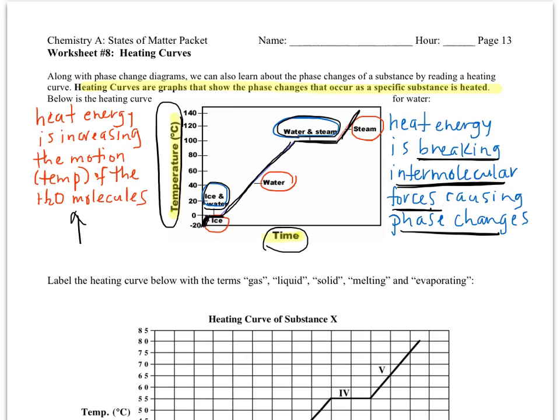And next, you're also going to take a look at a heating curve of this mysterious substance X down here. You're going to see the same general regions on the heating curve, and you're going to have to answer some questions about that heating curve. So I want you to apply the very specific heating curve of water to a more general heating curve of a mysterious substance X. But that will be when we get to class next.